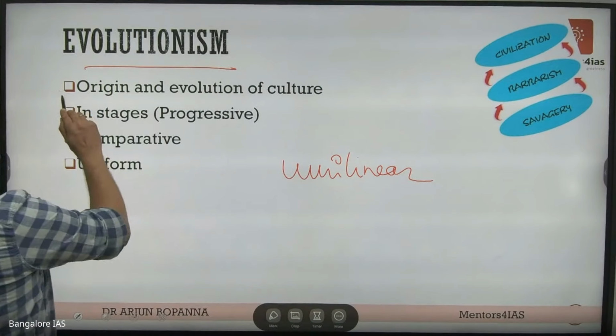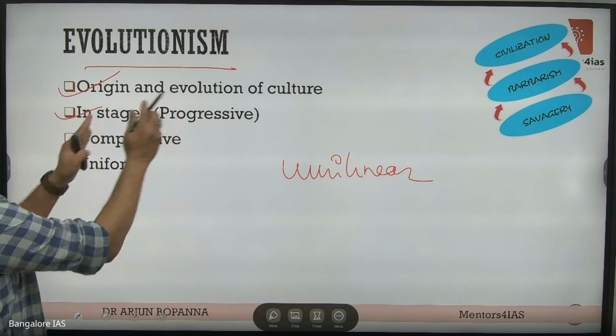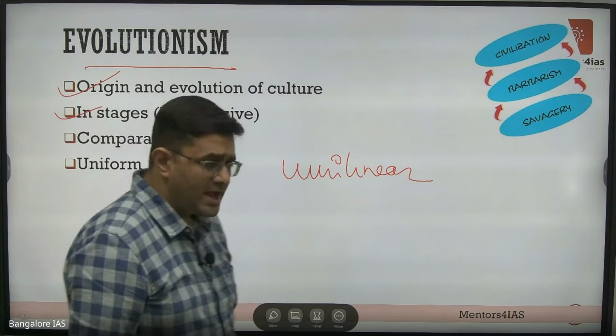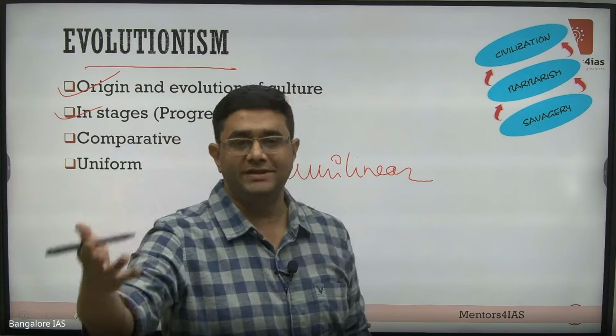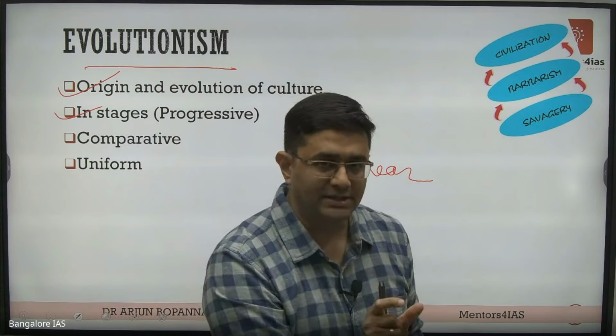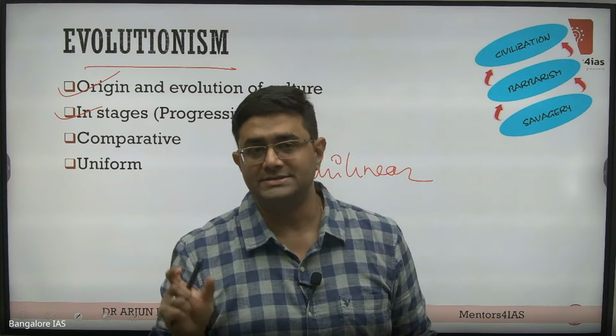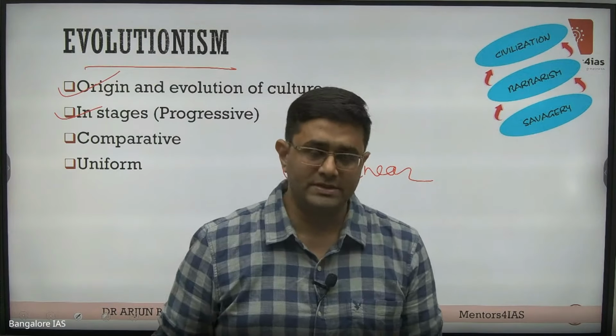So that's what you have to write, right? They talk about the origin and evolution, and they happen in stages. And how did they come up with this theory? What is the method? The method that you have to remember is the comparative method.